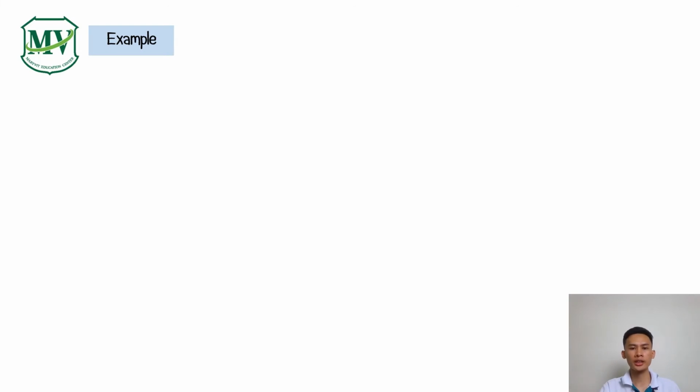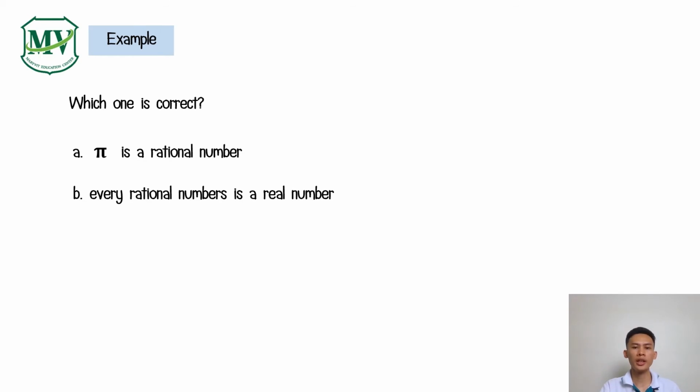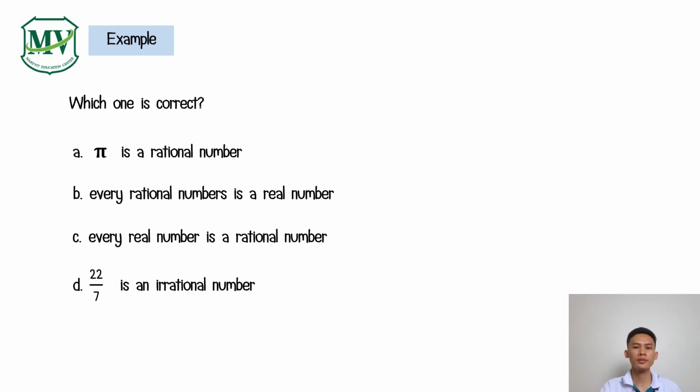Let's proceed now to our next question. So the next question is, which one is correct? Letter A, pi is a rational number. Letter B, every rational number is a real number. Letter C, every real number is a rational number. In letter D, 22/7 is an irrational number.